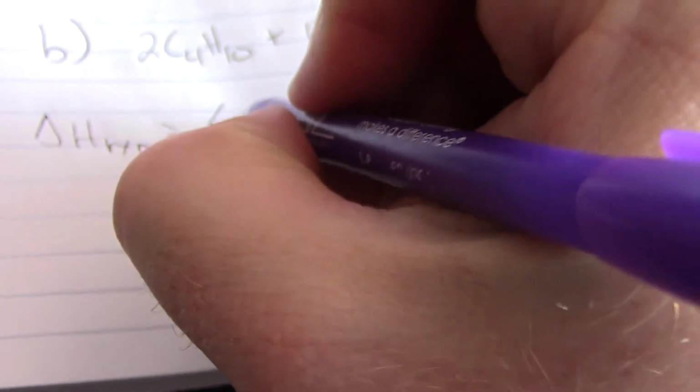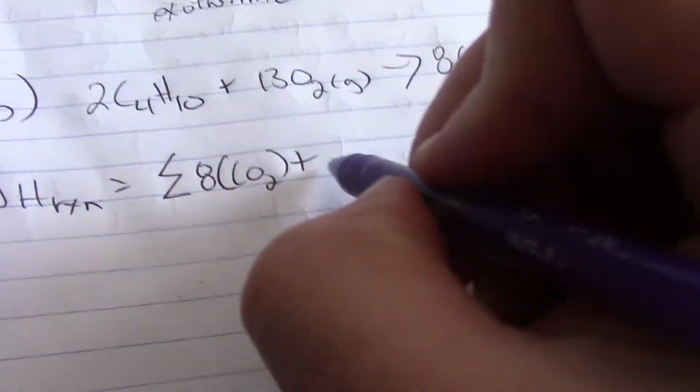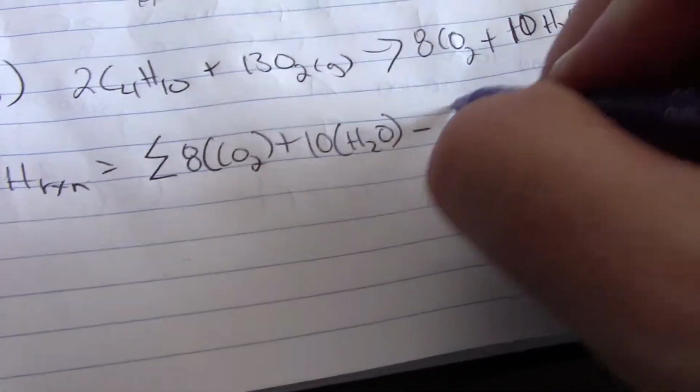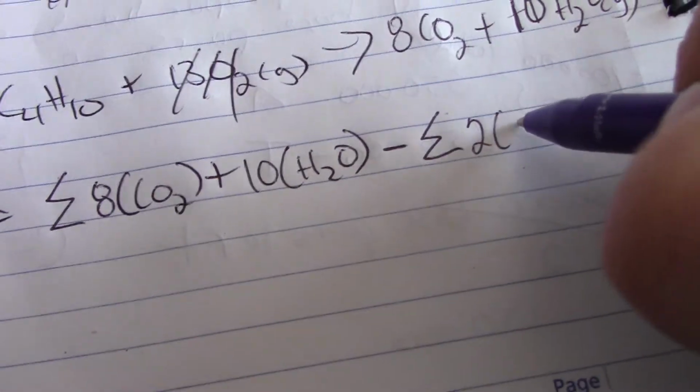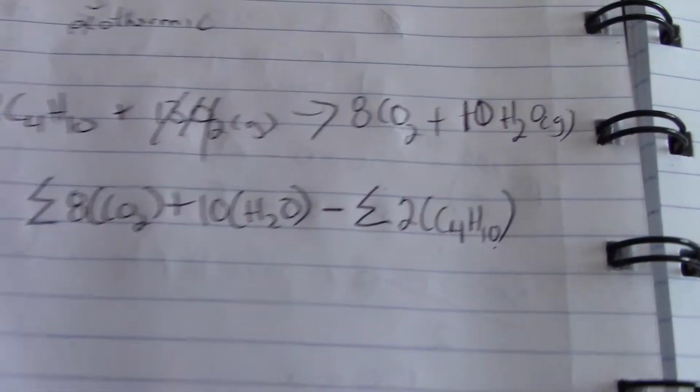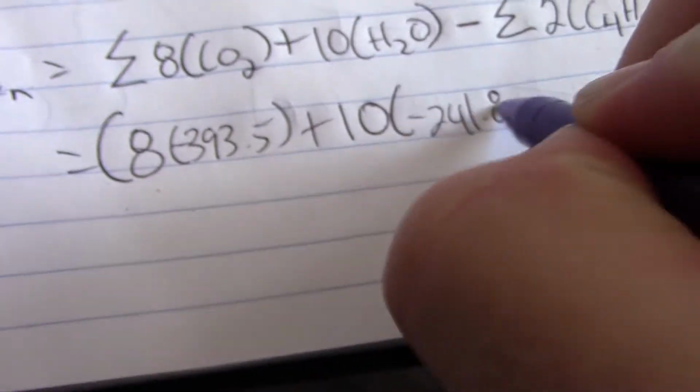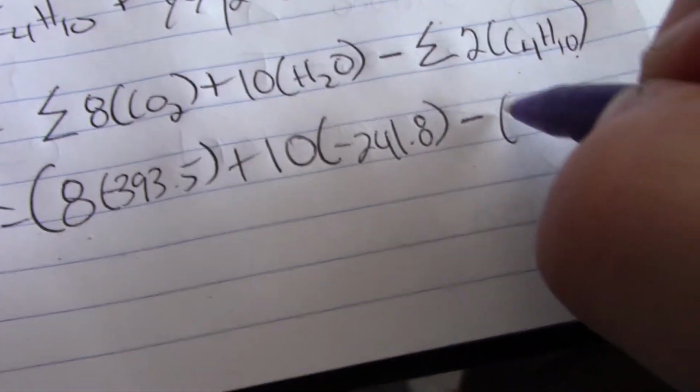Okay, so if I look at the delta H of reaction, you're going to end up with the sum of the products, 8 times CO2 plus 10 times H2O, minus the sum of the reactants. The oxygen is an element, so we cross that one out, and that's 2 times C4H10. So CO2 gas again is 8 times negative 393.5, plus 10 times H2O, water vapor again, which is negative 241.8. And that's going to be subtracted by 2 times butane, which is negative 125.7.